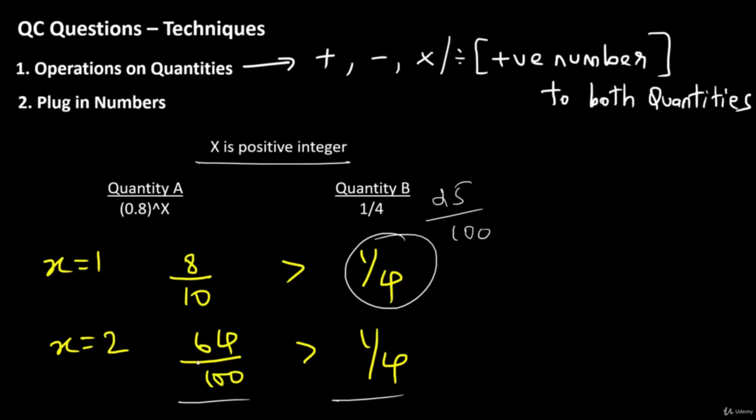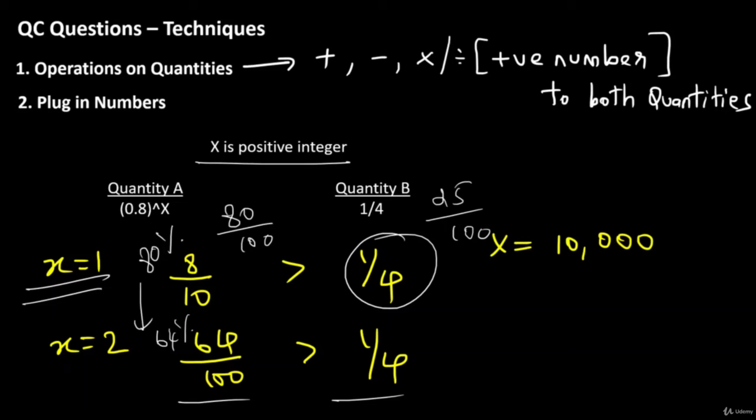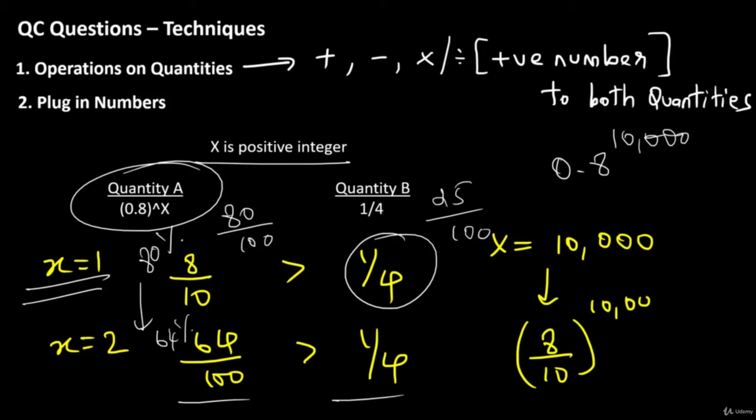So again quantity A is greater, but you can see that when x was 1, this is 80%. 8 by 10 is nothing but 80 by 100, which is 80%, right? Now when x is equal to 2, we are getting 64%. You can see that it is reducing, right? So you can just imagine, take an extreme value. Say we take x as 10,000. What would be the value of quantity A? That would be 0.8 to the power 10,000, right? Which will be very close to 0, right? Therefore, in this case, quantity B will be greater, right? Therefore, the correct answer to this question is option D.